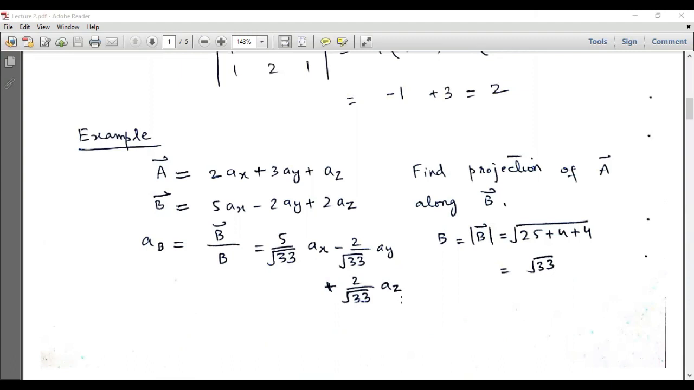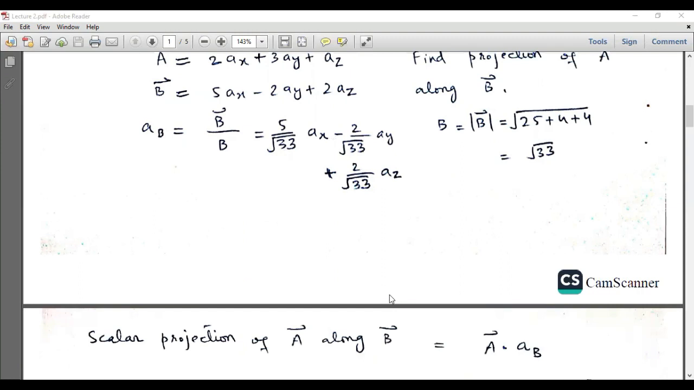In the third example, I will show you how to calculate the scalar projection of one vector along the other and the vector projection of one vector along the other. So I have two vectors A and B. First of all, I have to calculate the projection of A along B. First, I will calculate the unit vector of vector B, which is equal to the vector B divided by its magnitude. The magnitude of this vector is equal to the square root of 5 squared plus 2 squared plus 2 squared, which is square root 33, and the unit vector is equal to the vector over its magnitude, so it will be 5 divided by square root 33 ax minus 2 by square root 33 ay plus 2 by square root 33 az.